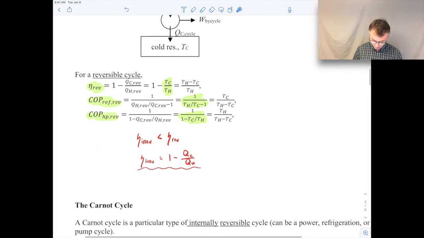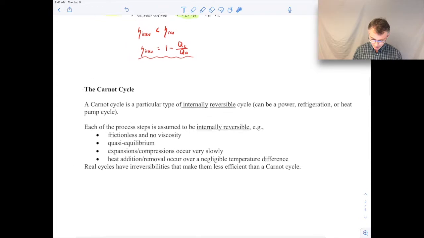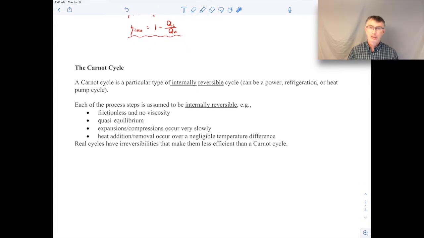So let me focus specifically on a Carnot cycle. Like I said, it's one type of internally reversible cycle. There are other types of reversible cycles, like an idealized Rankine cycle or an ideal Brayton cycle, but a Carnot cycle is one that's referred to very frequently, and so I'm going to describe it here. I should mention that a Carnot cycle can be a power cycle, refrigeration, or heat pump cycle. I'm just going to focus on power cycles for the sake of time, but everything I describe here holds also for refrigeration and heat pump cycles. Everything I describe just needs to be run in reverse, basically.